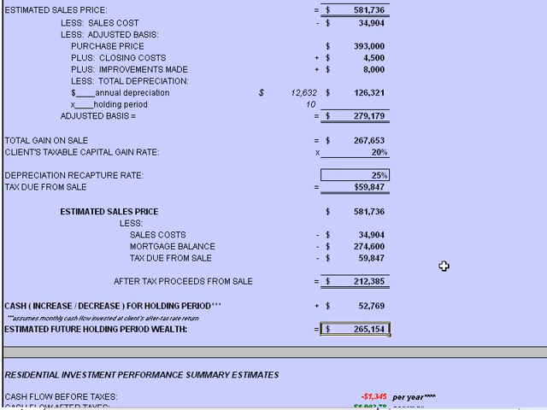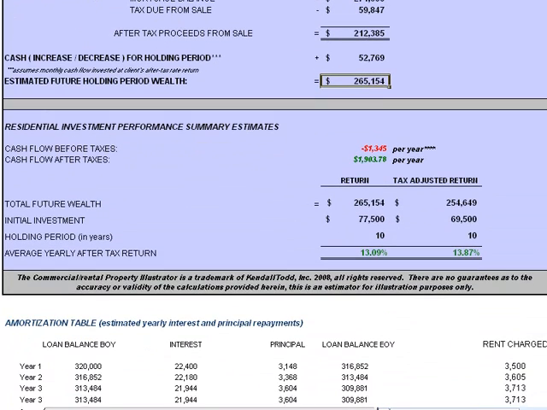So again, very simple but very powerful in that everything is being taken into consideration here. And I can see that at the end of 10 years, I would expect to have my wealth increased by 265,154 in this example. Now here's where the rubber hits the road. I can look at this and look at this return and see if it's acceptable.